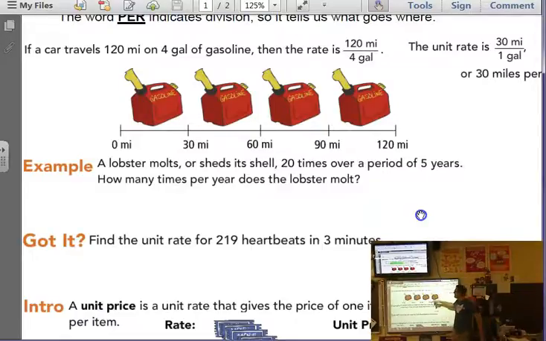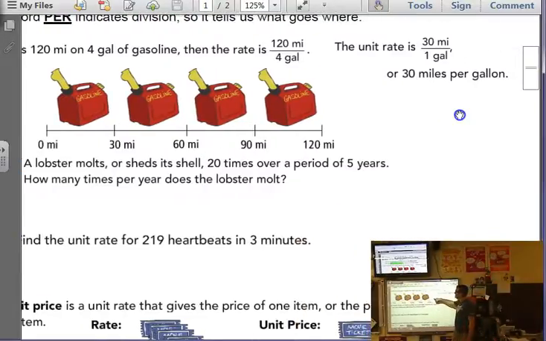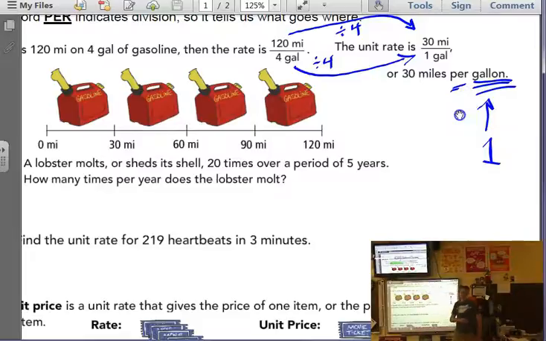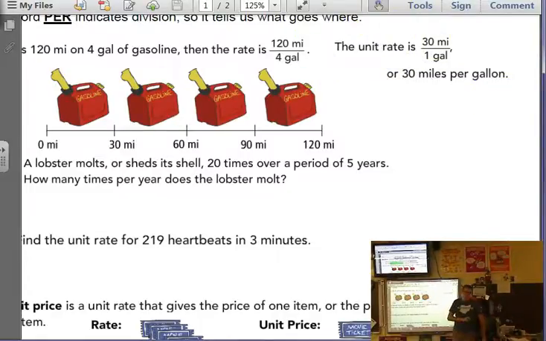I was unloading gear. So, how we calculate unit rates. We look at what do I want the one of. So here, I'm told we travel 120 miles on 4 gallons of gas. I want to know what is my miles per gallon. So the word after the per is what has to be the one. So when I set up 120 over 4, I asked myself, how do I turn the 4 into a 1? Well, I just divide by itself. So on top, I divide by the 4, and I get my unit rate of 30 miles per 1 gallon.